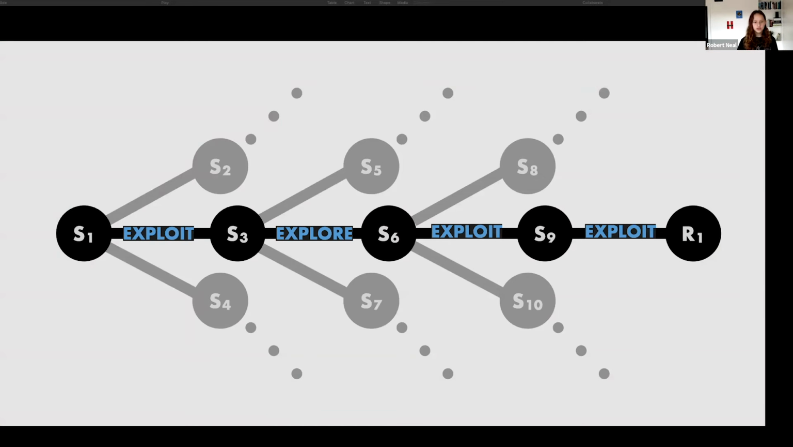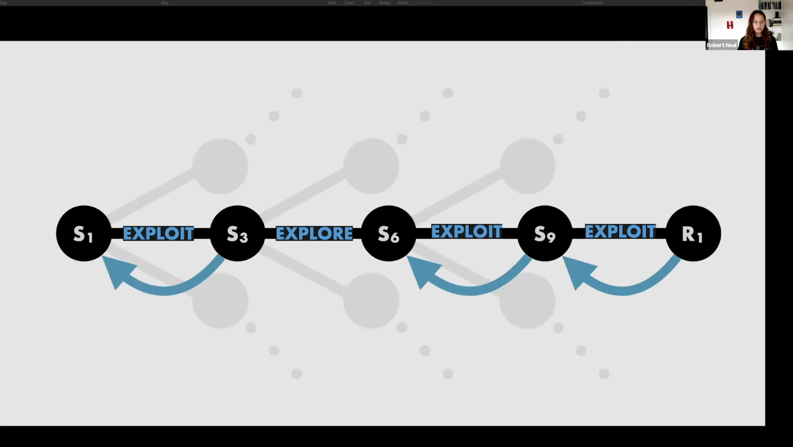So the way that the computer chooses its actions is by exploiting the state with the highest value 90% of the time, and 10% of the time exploring, randomly selecting different actions. And to update the states, when the computer exploits, 0.9 of the state that it exploited to will go back and average out with the previous state, and that will update the previous state value. When the computer explores, however, the previous state value isn't updated at all.